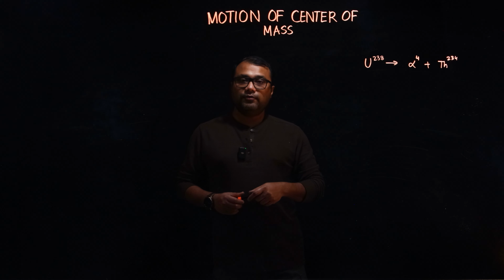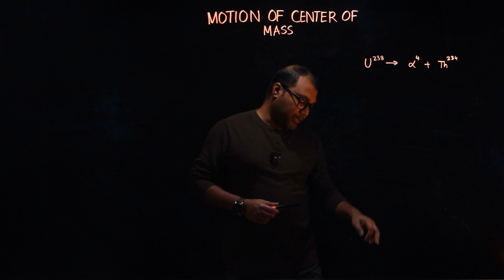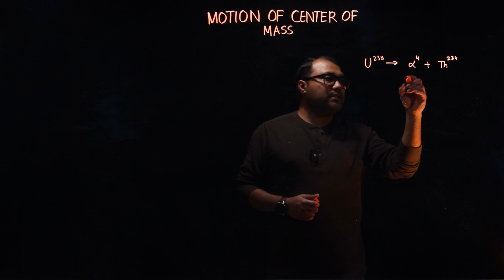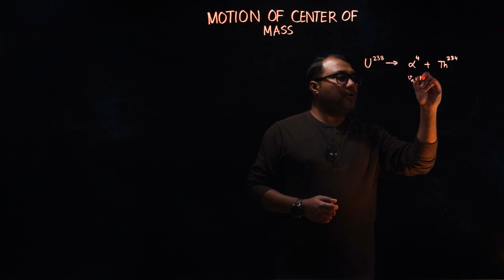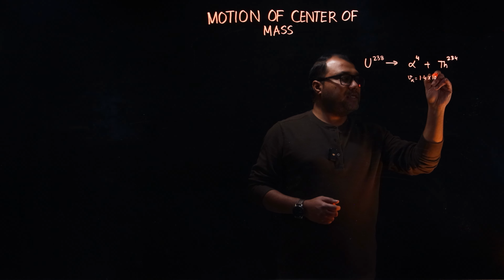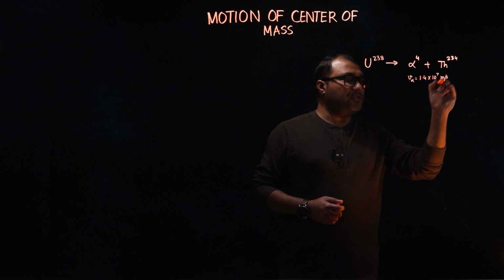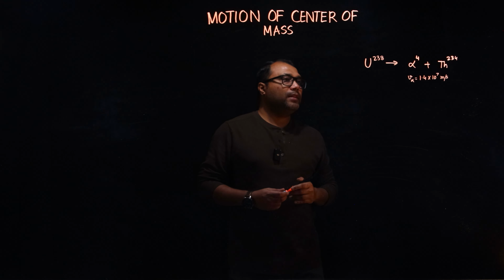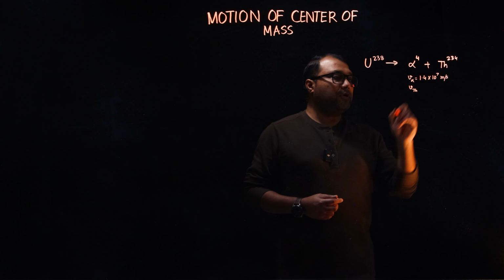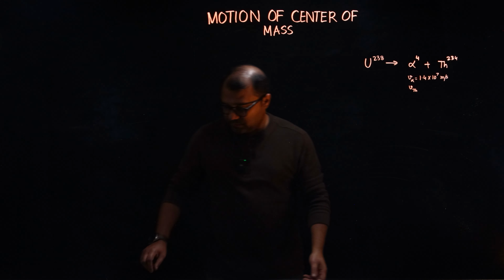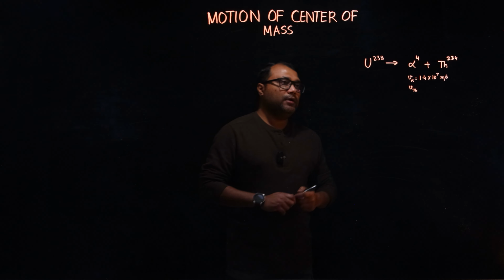So we can use the principle of conservation of linear momentum. If we know the speed of the alpha particle, that speed is given as V alpha, 1.4 times 10 to the power 7 meters per second, which is really fast. So we have to find the speed of thorium.